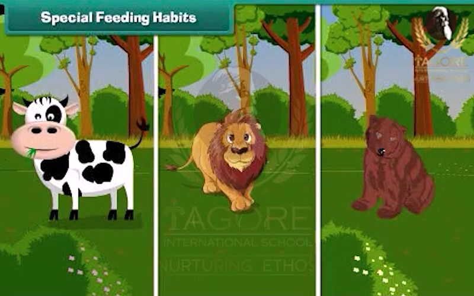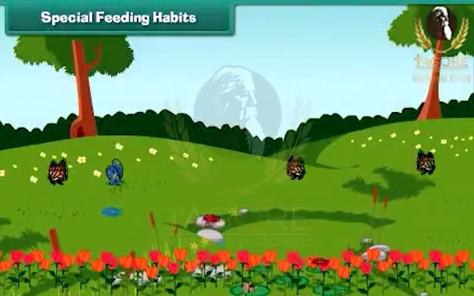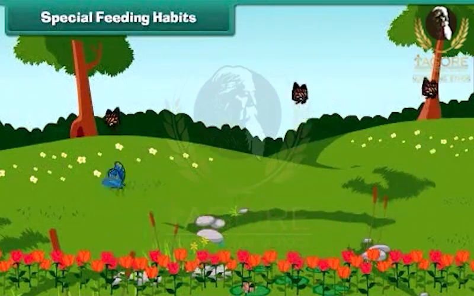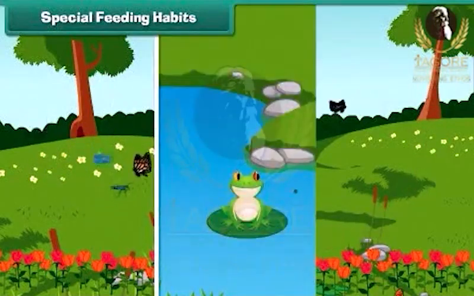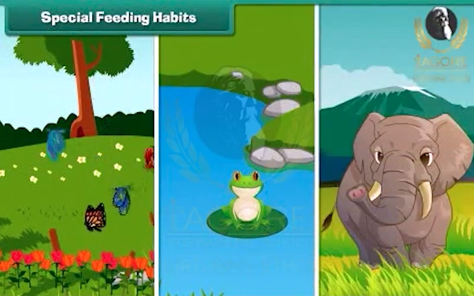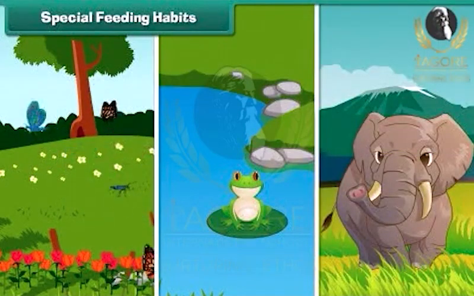After having knowledge of general eating habits of animals, let us now learn about the special feeding habits of animals. In fact, some of the animals eat their food in very special ways. For example, a butterfly sucks nectar from the flowers with the help of a long tube present in their mouth. The frogs have sticky tongue to catch insects, while elephants use their long trunk to detach tree leaves.